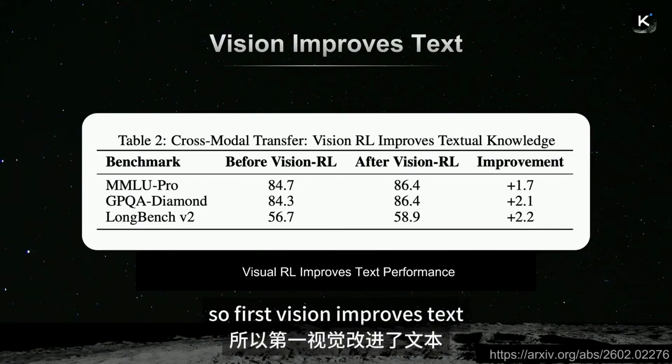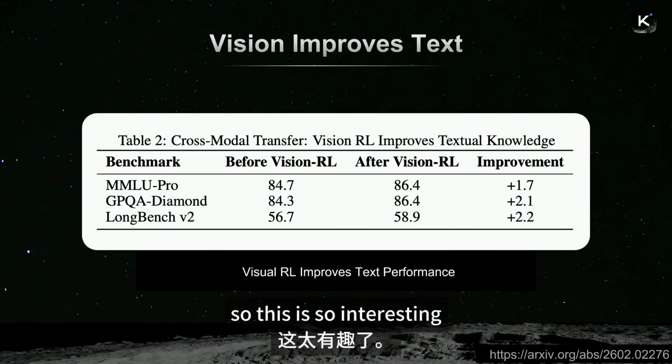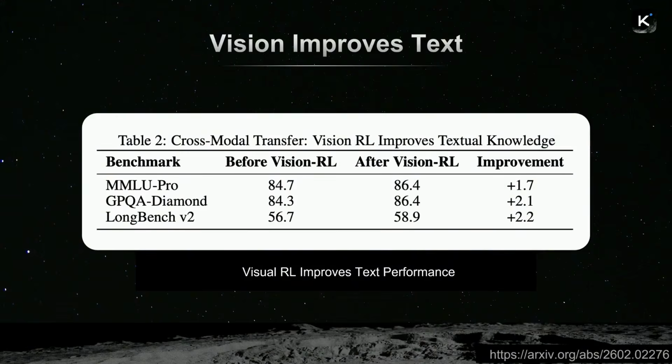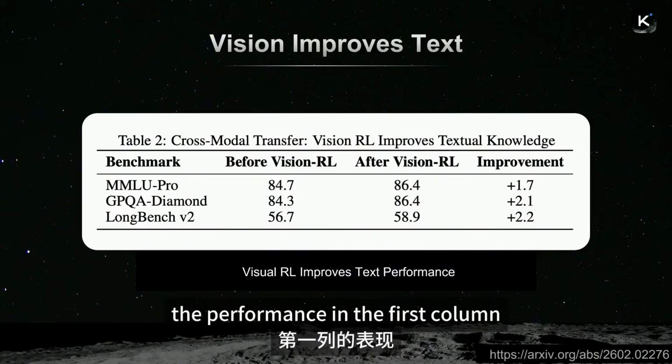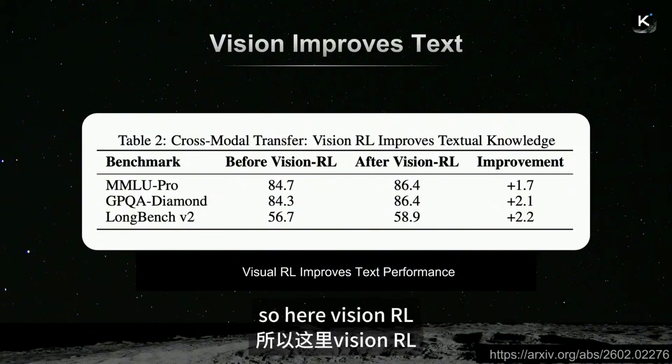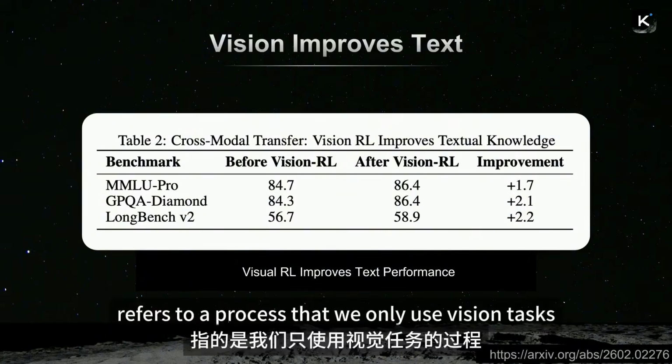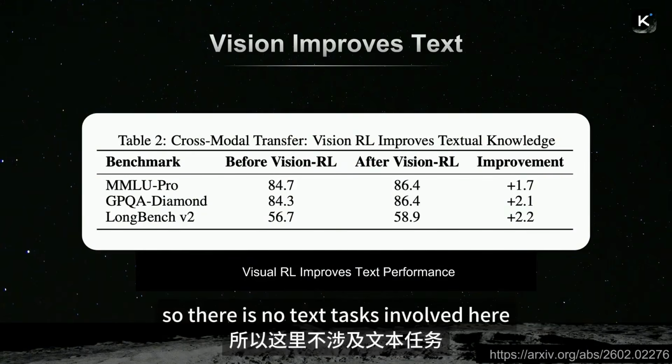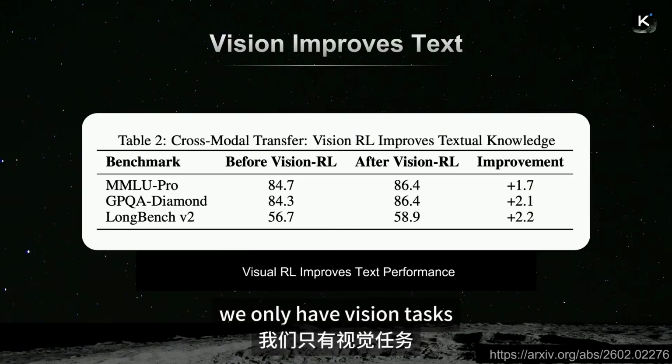So first, vision improves text. So this is so interesting. Before vision RL, the performance is in the first column, and then we have the performance after vision RL. Here, vision RL refers to a process where we only use vision tasks. There is no text task involved here. We only have vision tasks.